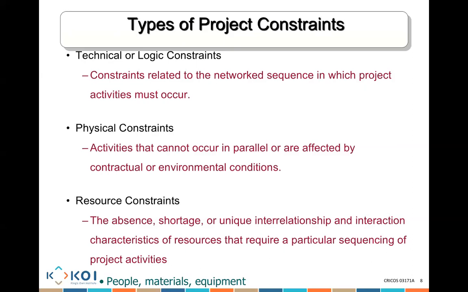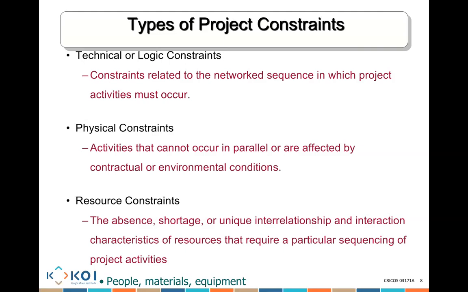Another constraint to think about is physical constraint. These are activities that cannot occur in parallel or are affected by contractual or environmental conditions. I'll give you one example. You might have a machine available. It is available, it is with your company. But that machine might be working in another location, and by the time you bring it to the second location, you need to wait a certain period of time before that machine can be used because it needs to be moved from one location to another.